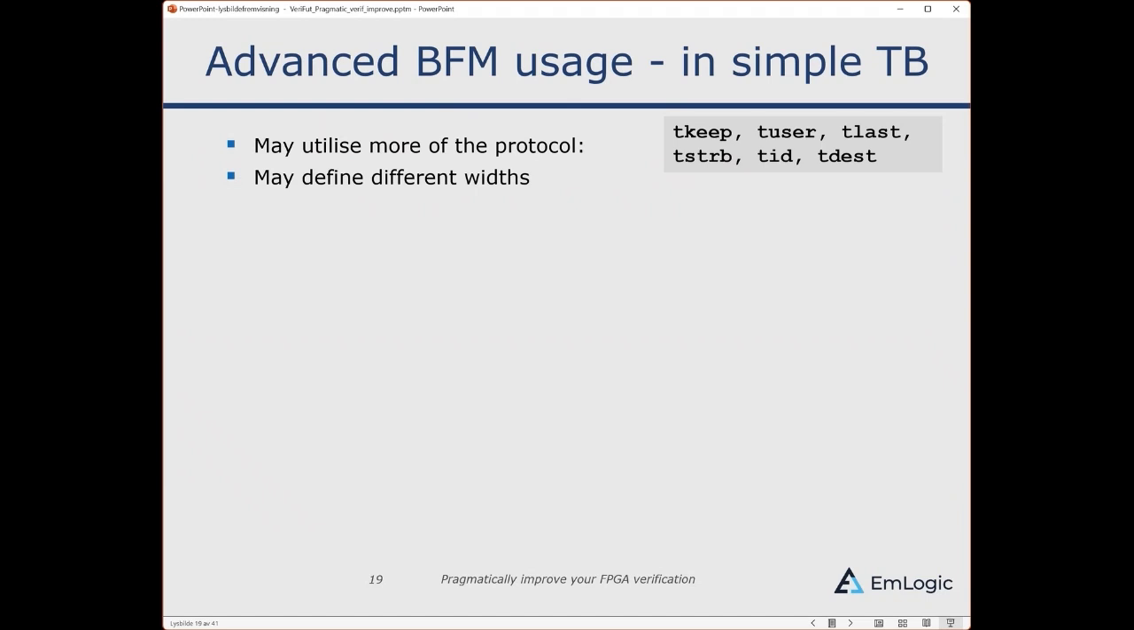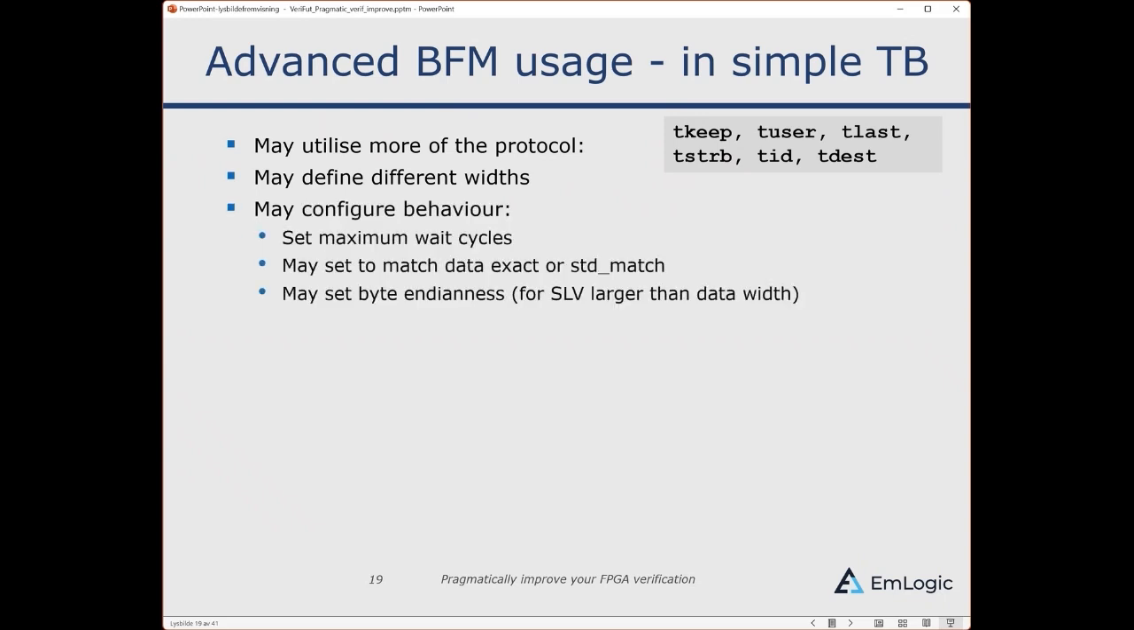Also want to mention that these BFMs sometimes have more advanced features. So for instance, for the AXI-Stream, you can utilize more or less of the protocol, and you can define different word widths. I think that's default when you make a BFM. You should make it that flexible. But in this case, you can also configure the behavior. You can set maximum wait cycles, set to match data exact or just standard match, change endianness, and so on and so on.